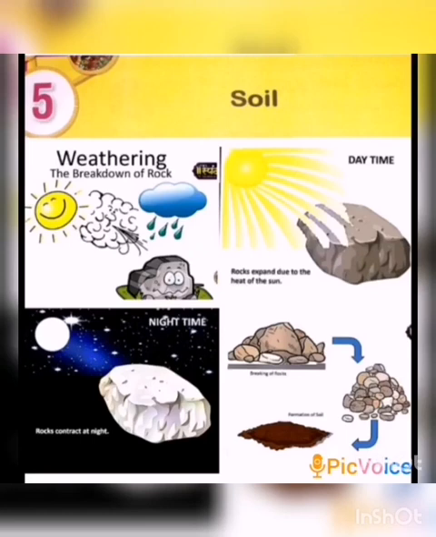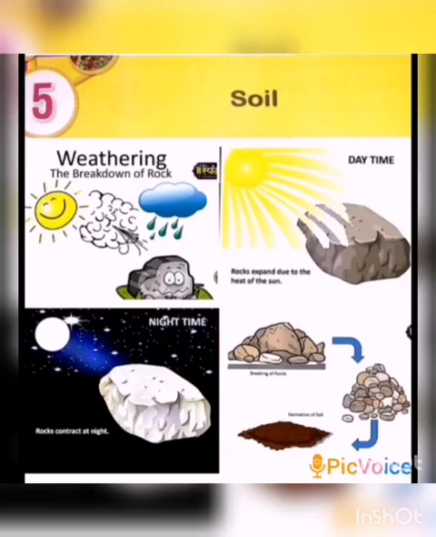Okay, what is weathering? The rocks break down due to the force of fast moving wind and water. That is called weathering. The rocks expand due to the heat of the sun, and then they contract at night. The big pieces of rock are broken down by wind and water into smaller pieces till we get a fine powder. This process is called weathering.